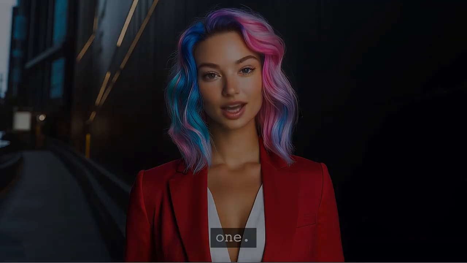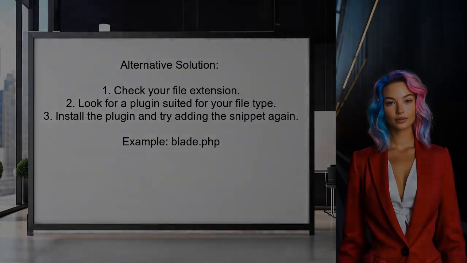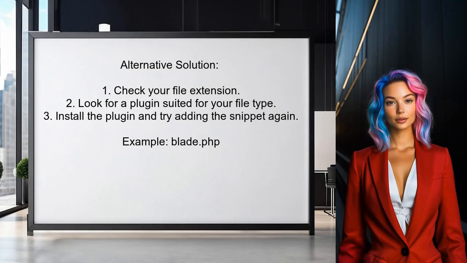Let's explore another one. One user found that some snippets worked while others did not. Their issue was resolved by installing a plugin that added the specific file type association for their project, in this case, blade.php. They suggest checking your file extension and looking for a suitable plugin for your file type, then trying to add the snippet again.